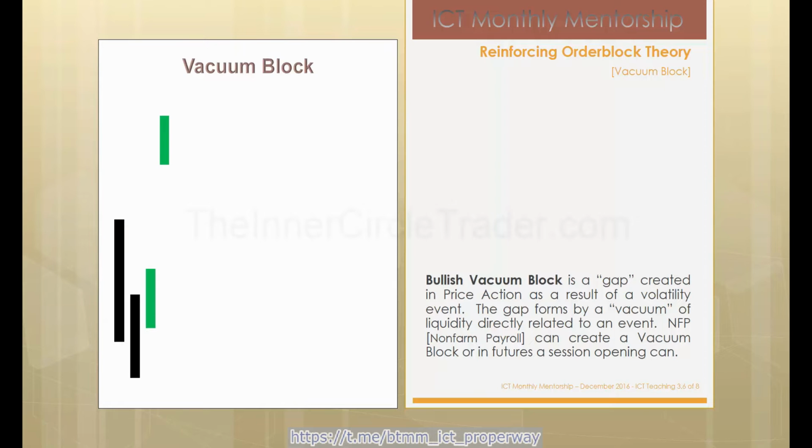Okay, when we see that gap, the first assumption on the part of most traders is this thing's going to keep going higher right away, and sometimes it will. But we're going to be looking at the vacuum block in the scope that we can use it to get in sync with what may be underlying in the marketplace.